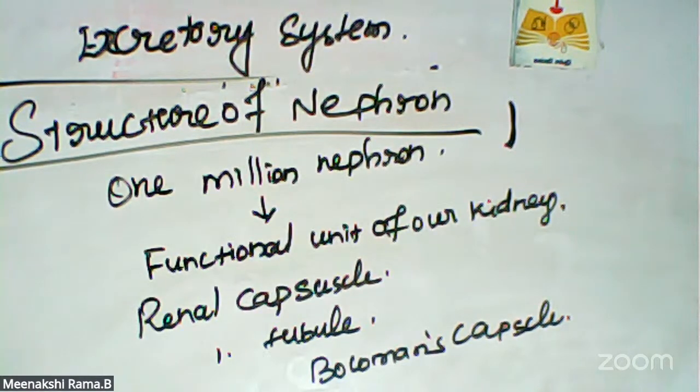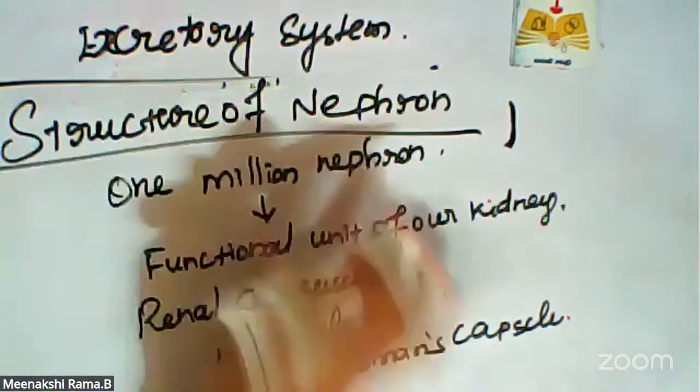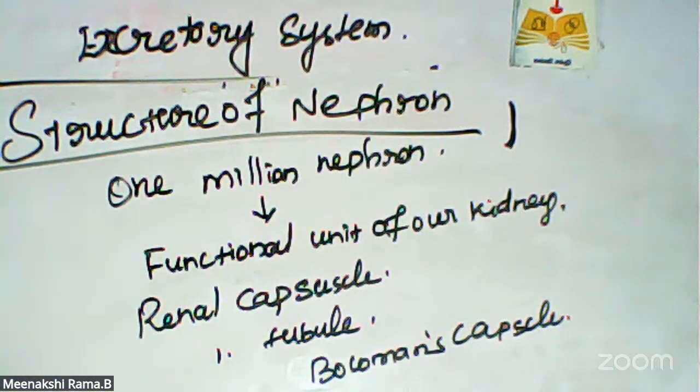So the structure of the nephron: each and every kidney consists of more than 1 million nephrons. The nephron is called the functional unit of the kidney because it consists of renal capsule and renal tubule. The cup-shaped structure of the renal capsule is known as Bowman capsule.